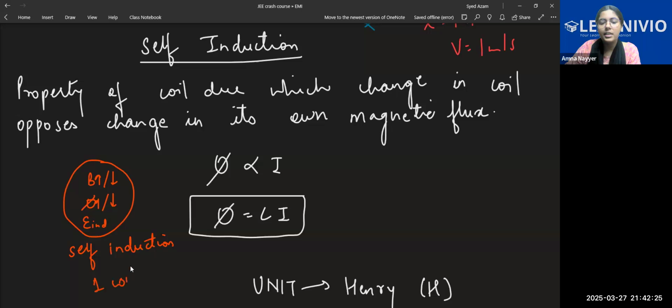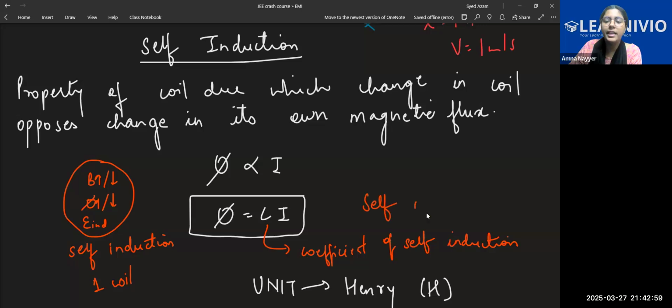You just require one coil here. One coil is enough. It is the property of a coil due to which it opposes change in its own magnetic flux. So flux is directly proportional to current. Here a constant term comes. This is the coefficient of self-induction, or we also say this is self-inductance.